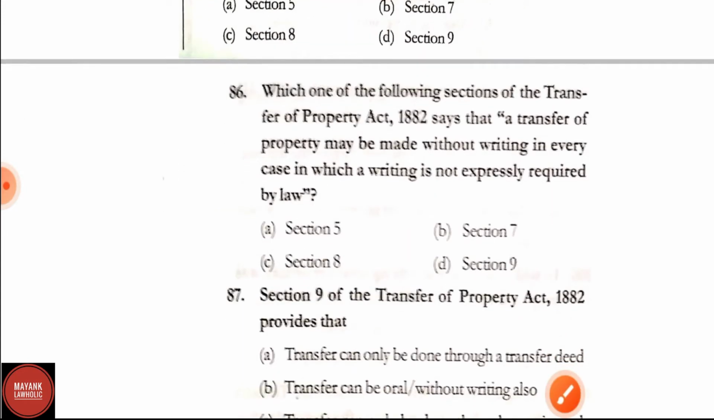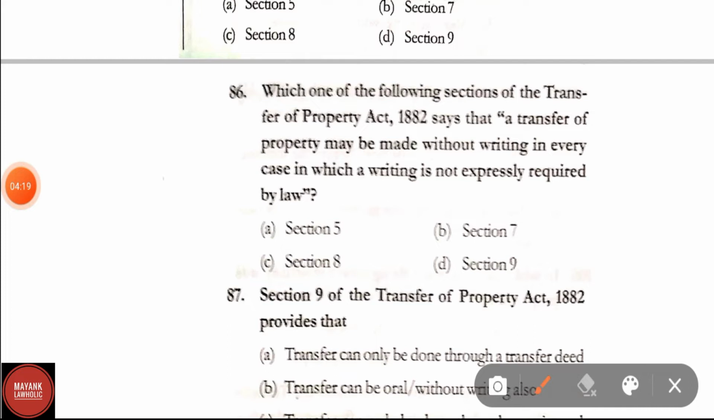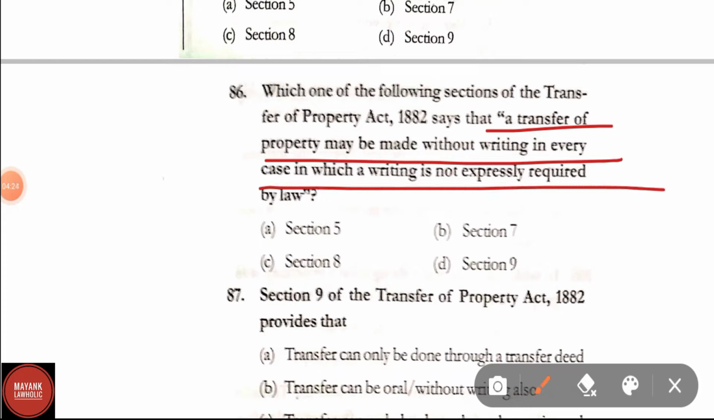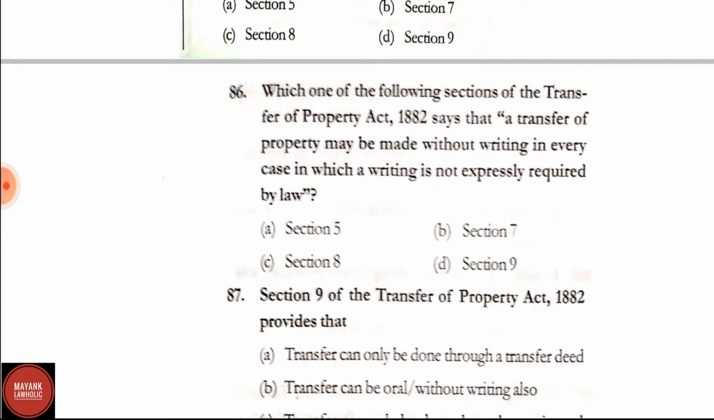Question number 86. Which one of the following sections of TPA says that a transfer of property may be made without writing in every case in which a writing is not expressly required by law? Here the correct answer is option D, that is Section 9, which talks about the oral transfer of property.